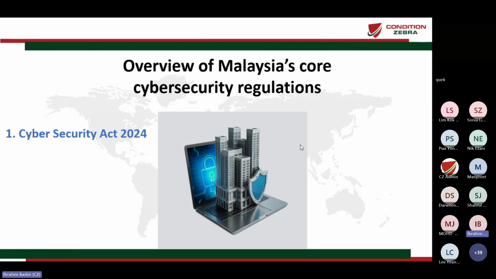The most prominent one right now is the Cybersecurity Act 2024, which was enacted in 2024. It came into focus, I think, in August 2024. We do have a PDPA, which has been with us for many years, initially implemented in 2010, and there was a recent amendment or update in 2024.